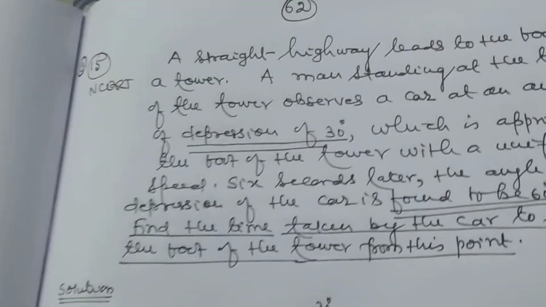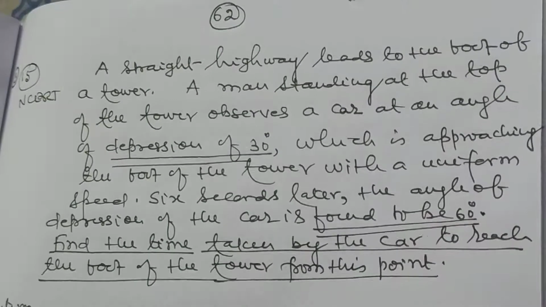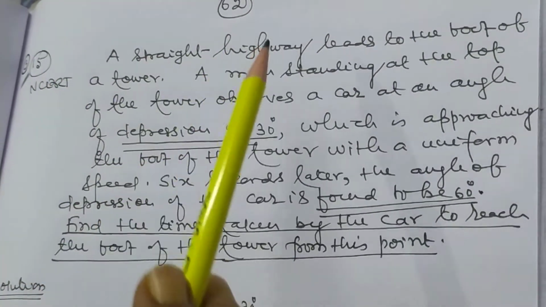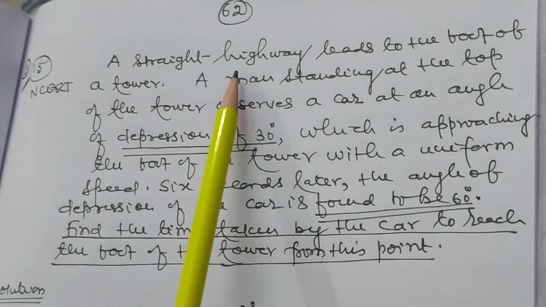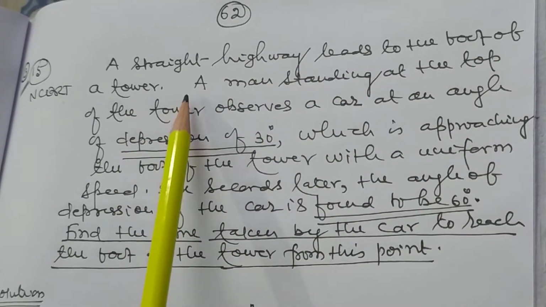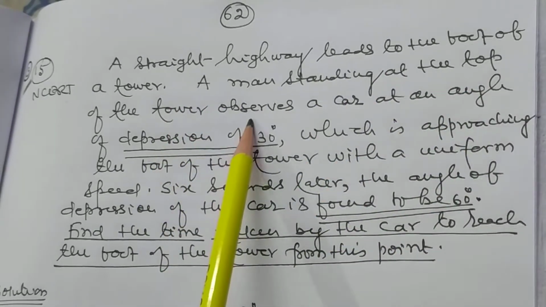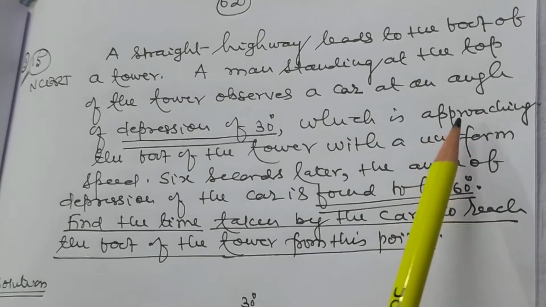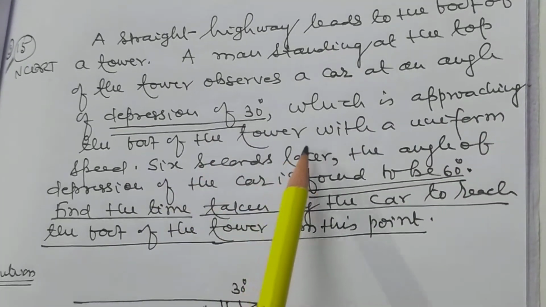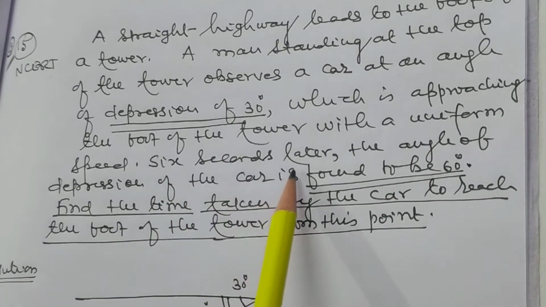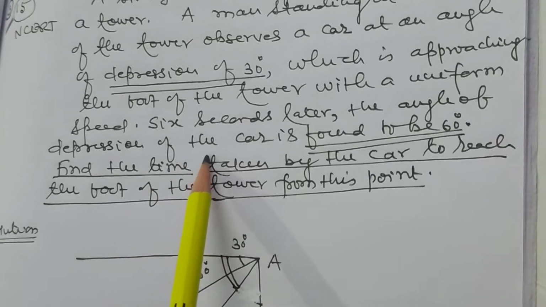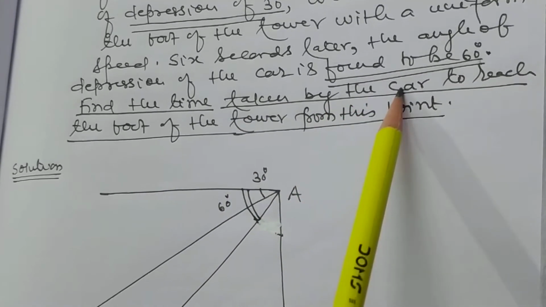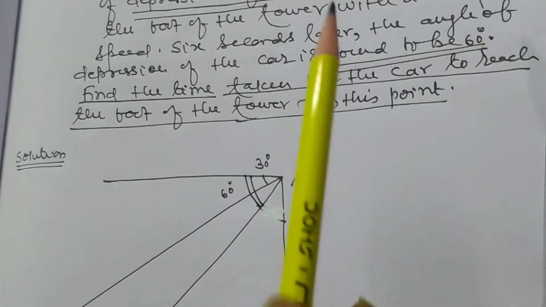So my dear students, now I want to solve problem number 15 of NCERT and problem number 13 of study material. What is given in this problem? A straight highway leads to the foot of a tower. A man standing at the top of the tower observes a car at an angle of depression of 30 degree, which is approaching the foot of the tower with a uniform speed. 6 seconds later, the angle of depression of the car is found to be 60 degree. Find the time taken by the car to reach the foot of the tower from this point.